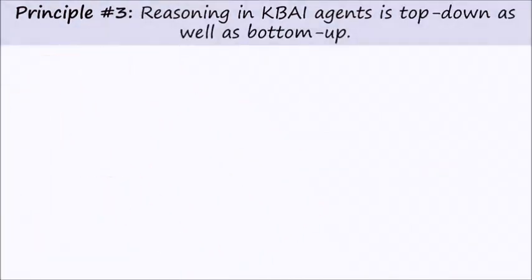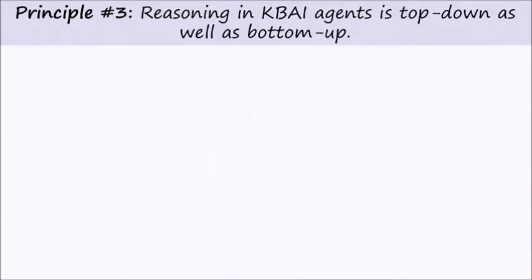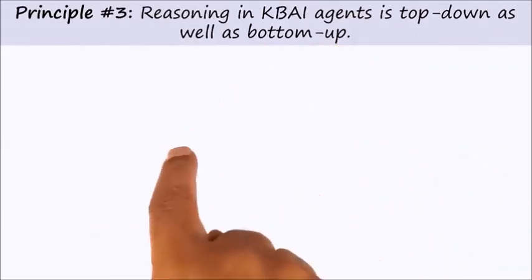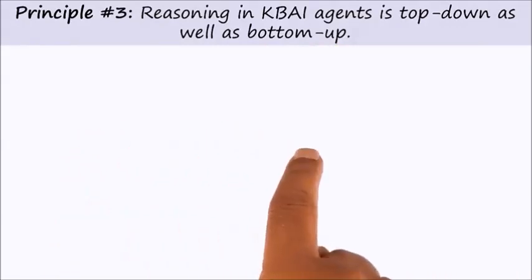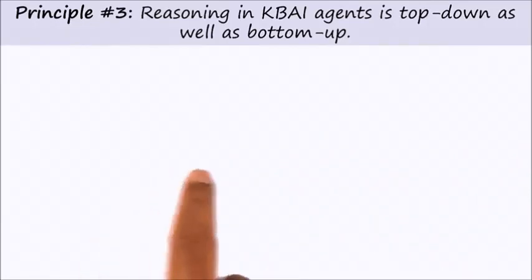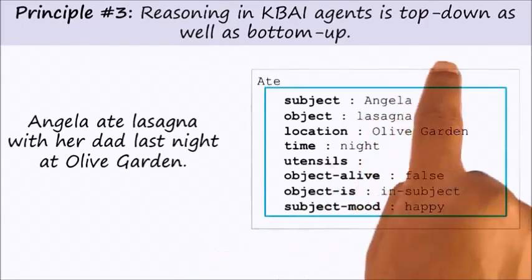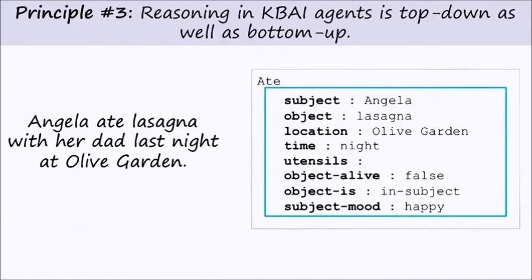The third principle of knowledge-based AI agents in CS7637 is that reasoning is typically top-down as well as bottom-up. Ordinarily, we assume that data is coming from the world and most of the reasoning is bottom-up as we interpret the data. In contrast, in knowledge-based AI, low-level processing of the data results in the invocation of knowledge structures from memory. These knowledge structures then generate expectations and the reasoning becomes top-down. Frames were an example of this kind of top-down reasoning.